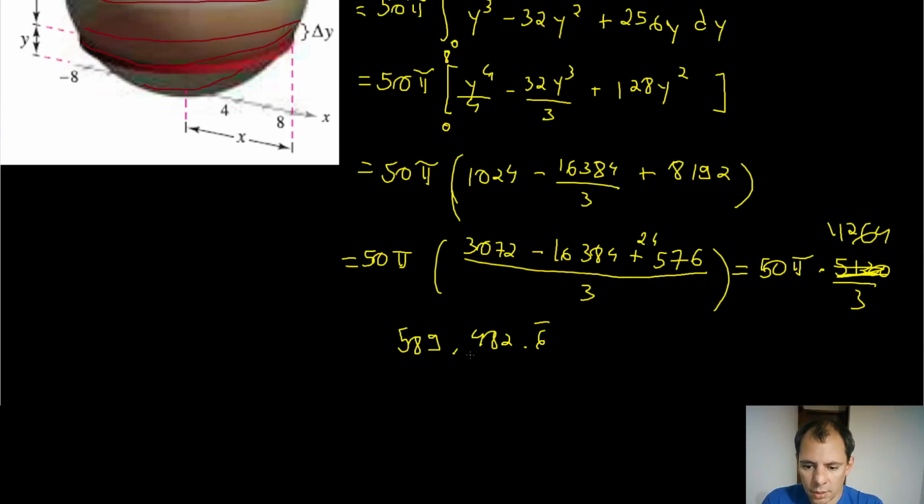So 589,482. What's gonna be the unit? Well, the unit, we're talking about really feet and pounds, so it's gonna be pounds feet. It's weird, but that's the unit of work. Okay, pounds feet, or foot pounds, right? That's what they call foot pounds. Foot pounds. Yeah. That's it.